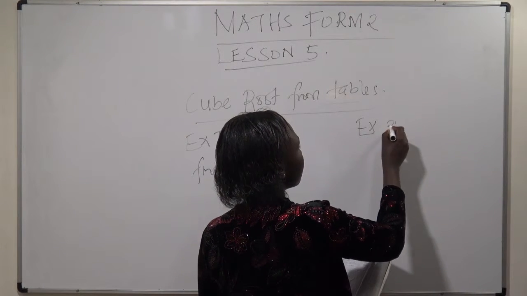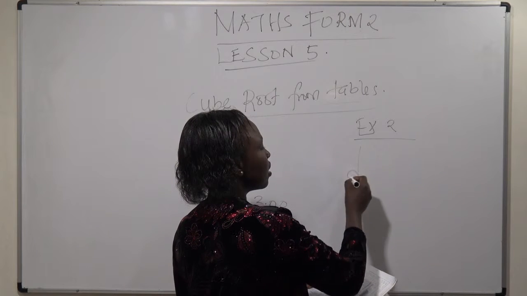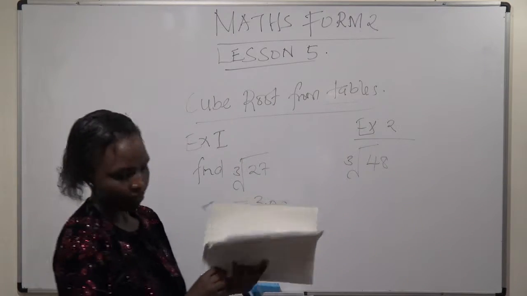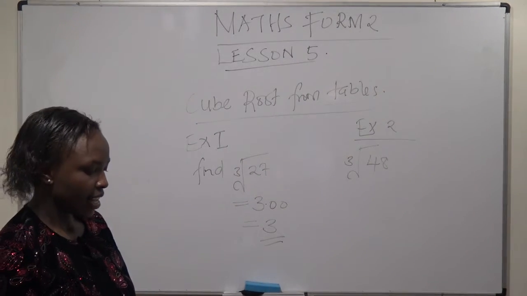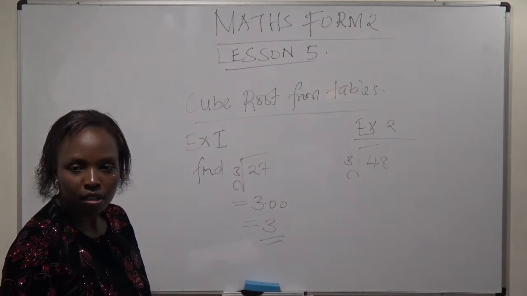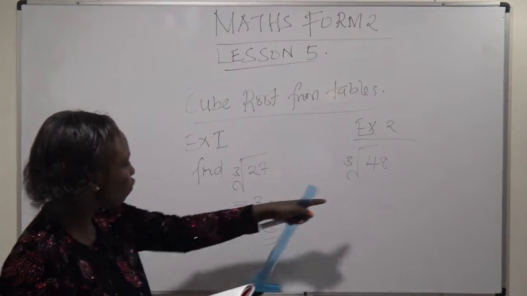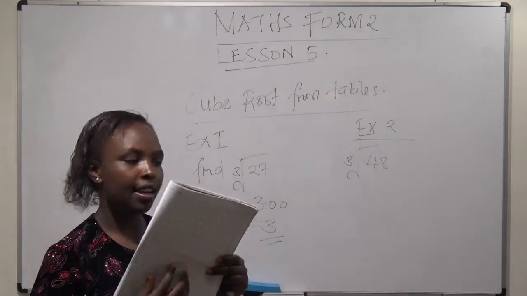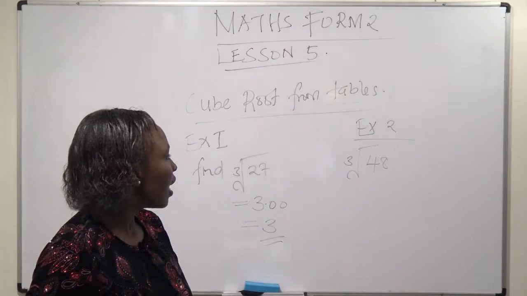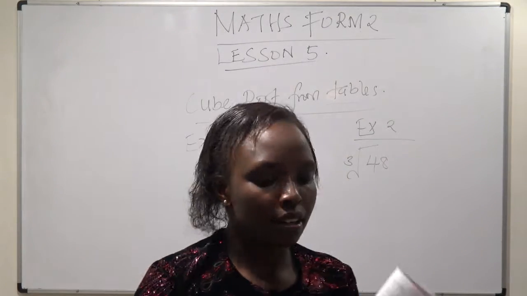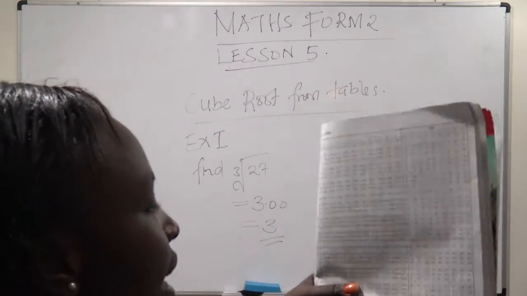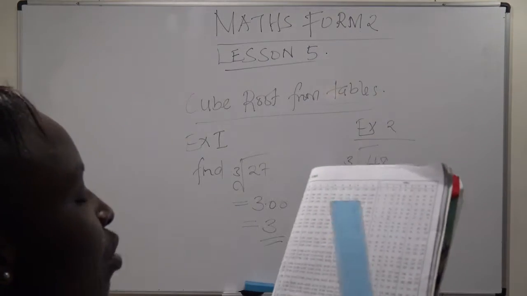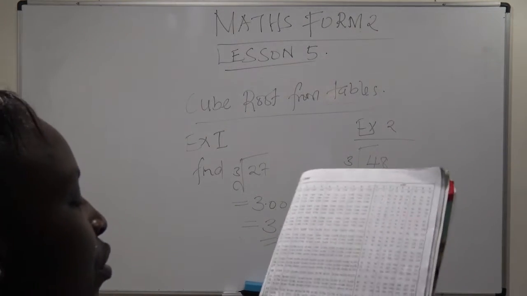So example 2, cube root of 48. Cube root of 48. Now, just like we've done earlier on, to get the cube root of 48, I need to look for that number inside these values you see here. I have to look whether I have the number 48, and if not, I have to get a number that is closer to 48. Then I'll show you how to go about it.